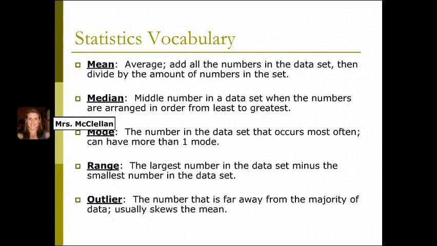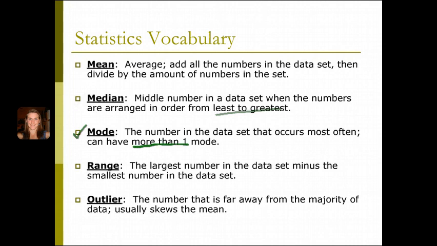Before we can get into the lesson, we need to go over some vocabulary for statistics. Mean is the average. To find your average, you need to add all the numbers in the data set and then divide by the amount of numbers in your data set. Your median is the middle number in the data set when all of your numbers are arranged in order from least to greatest.